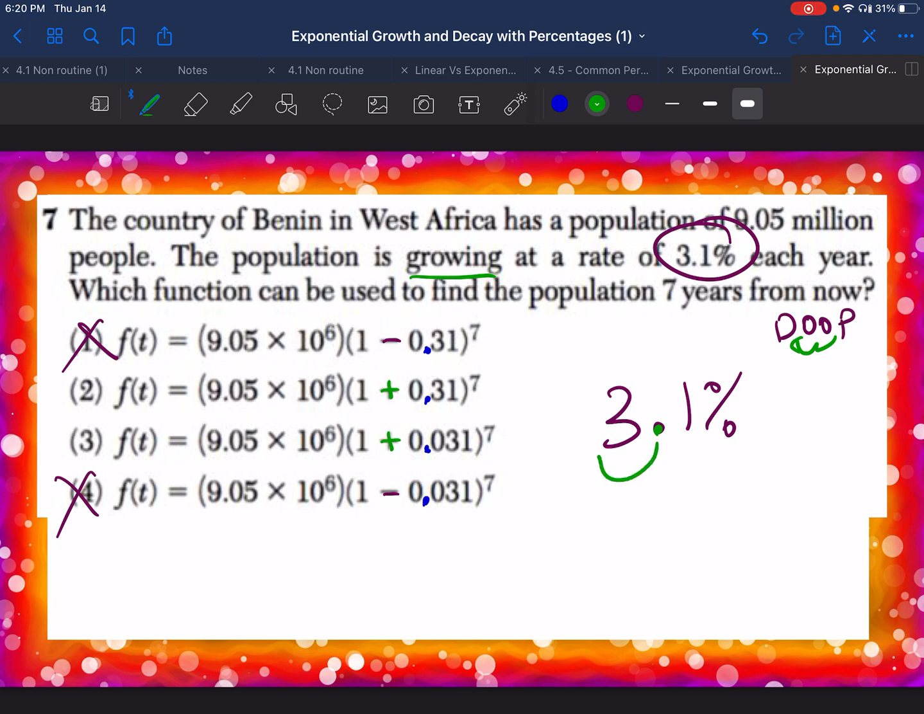Well, here's how you do that. Move my decimal point 2 places to the left, cross it out, cross out my percent sign, and I'm left with 0.031. If I throw that 0 in front, it's easy to see what's my correct answer. Well, that's going to be choice 3.